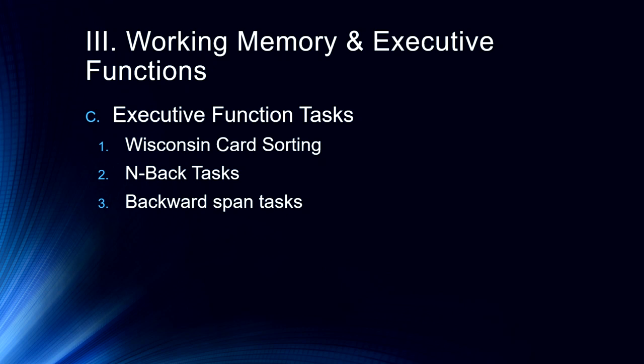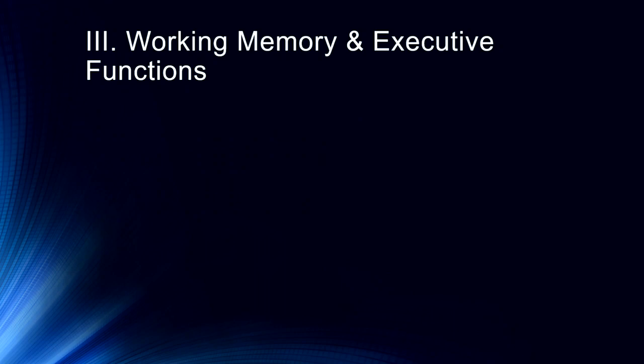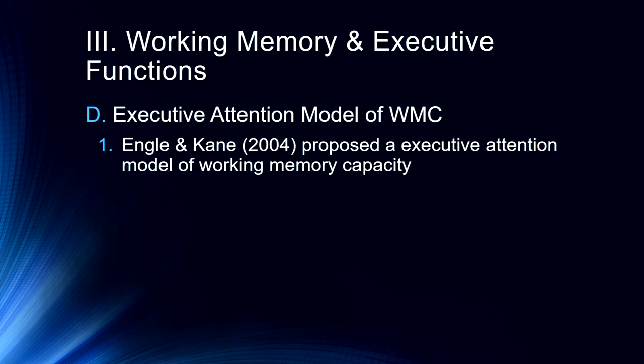I talk in the next lecture that I'll direct you to about what are called operation span tasks, which are usually storage plus manipulation tasks. And those are actually quite difficult, but they also really get at the capacity of executive functioning. So that gets us to this executive attention model of working memory capacity. One of the things we get really interested in is how much information people can hold in their working memory capacity. And in the next lecture, there's a lot about how this works and why that's an important thing to do.